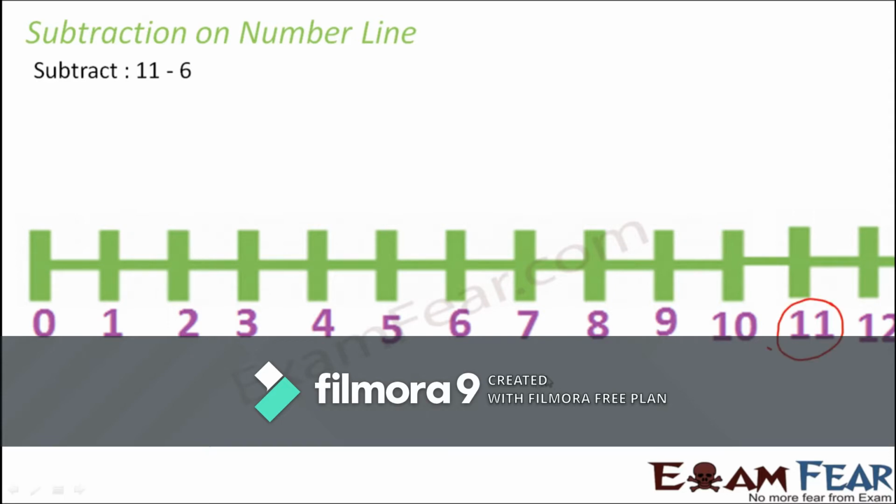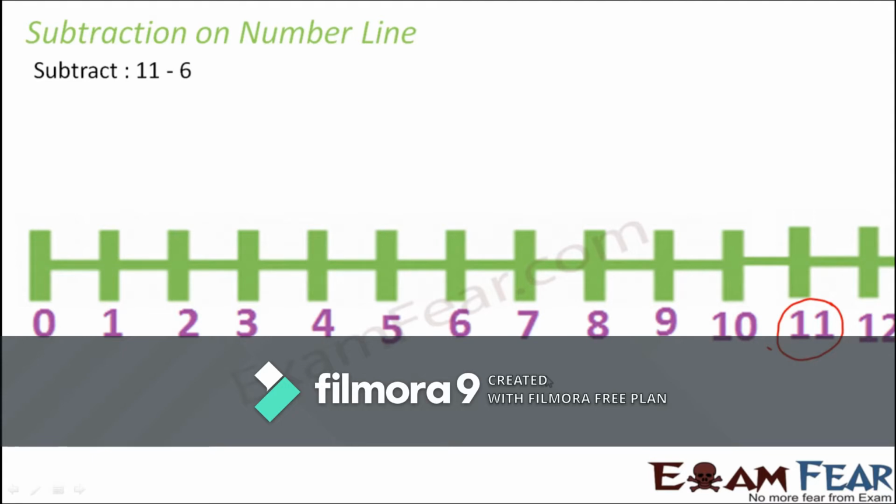Now we want to subtract a number from 11. So which side will we move? We had learned before that greater numbers are present on the right hand side. So when we are adding, we will move on the right hand side, because when we add something to a number, we are actually increasing its value. Let's say if I add 2 to 11, that means we are increasing the value of the number. So we will make the jumps on the right hand side. That is why you saw that during addition we jumped on the right hand side.